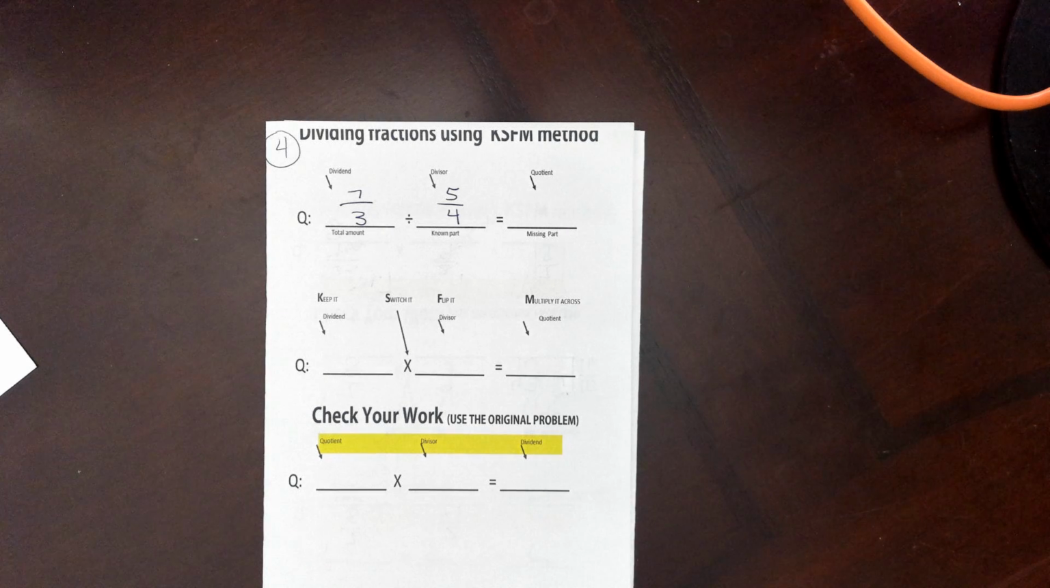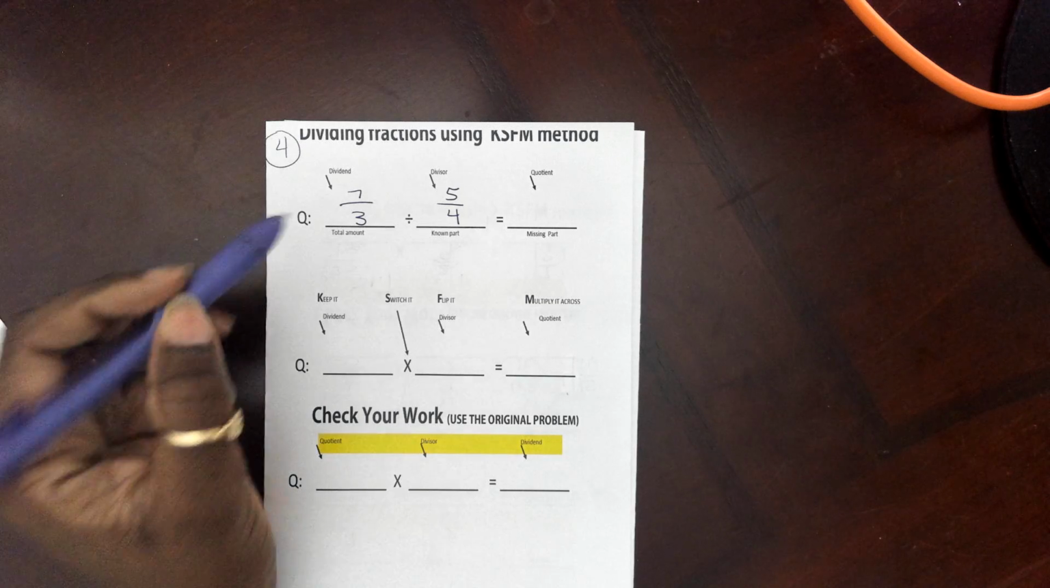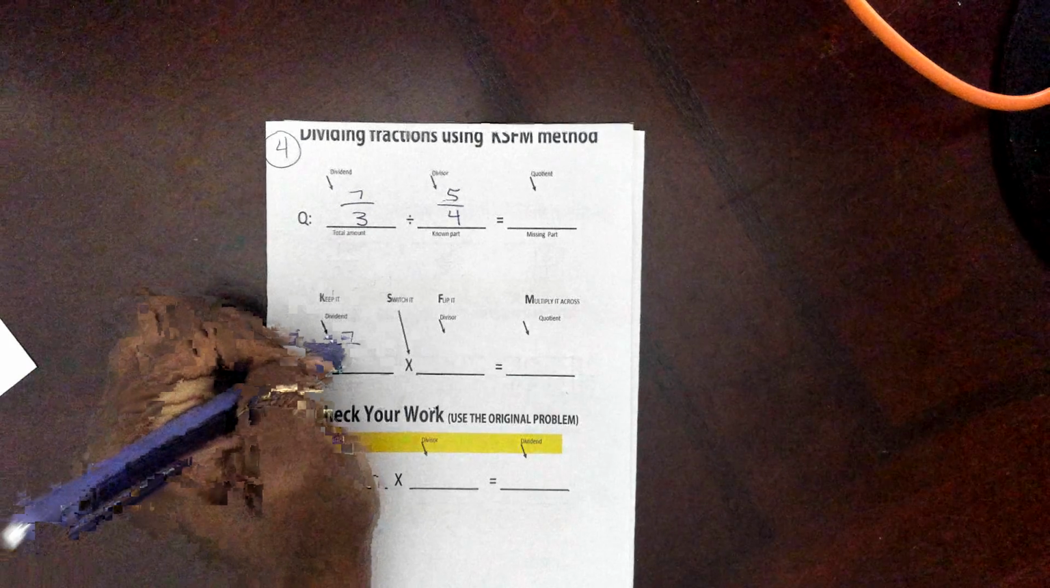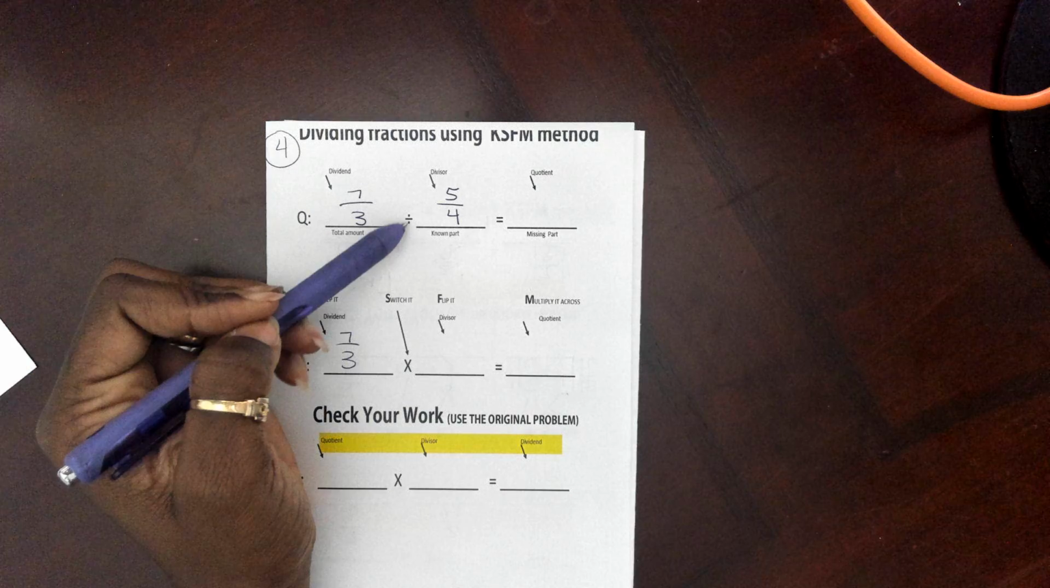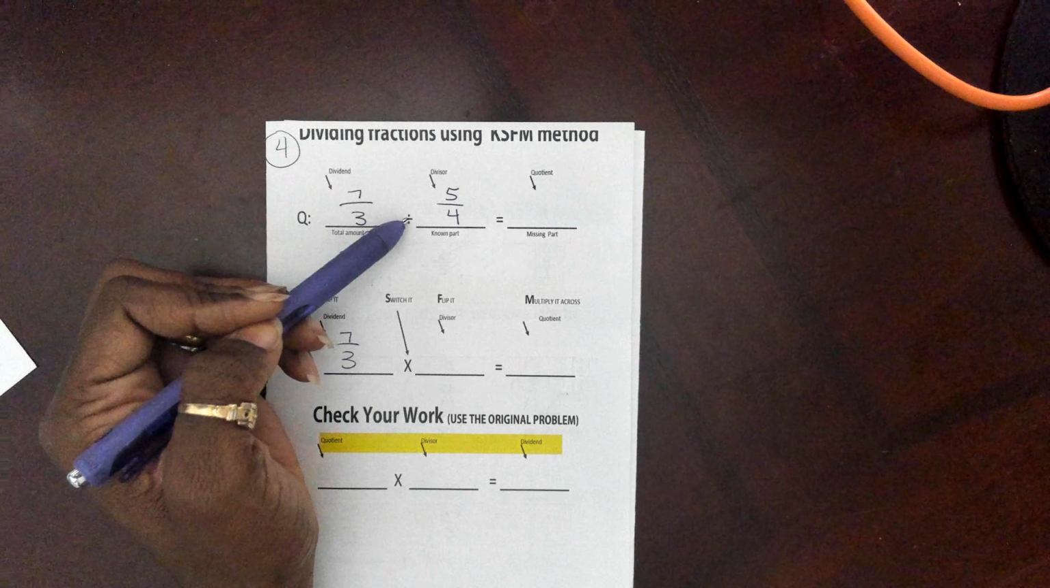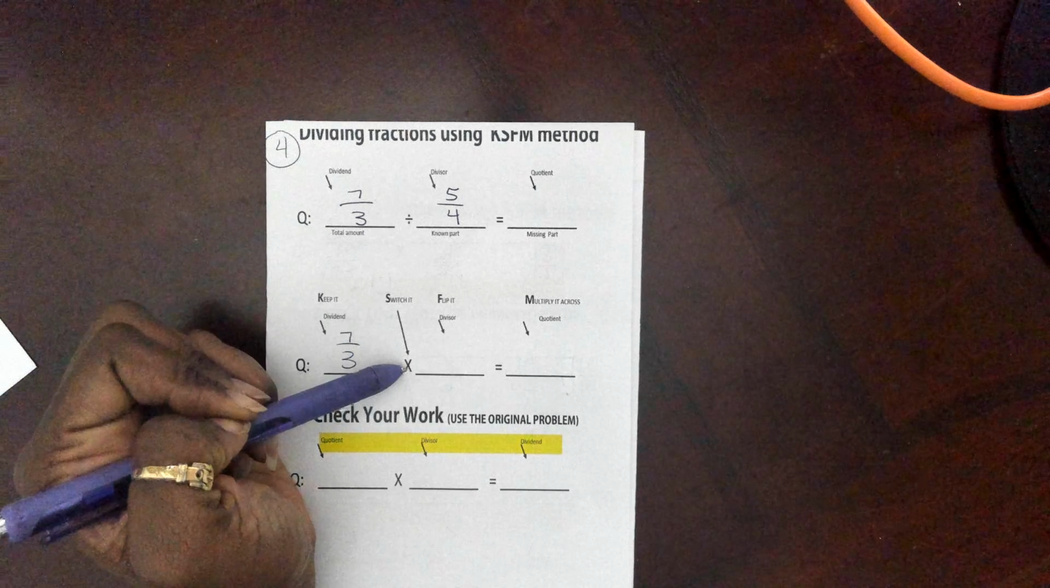Alright, so we are working on another video where we are dividing fractions using the keep it, switch it, flip it, multiply across method. So we are going to keep our dividend as it was. So we'll have 7/3. We are going to turn our division into its inverse operation. When we switch it, we're going to switch it into multiplication.